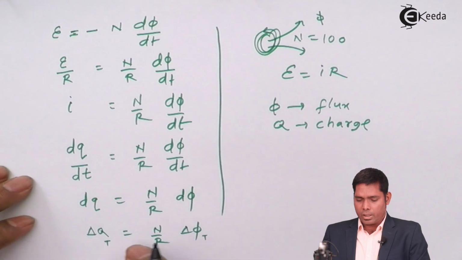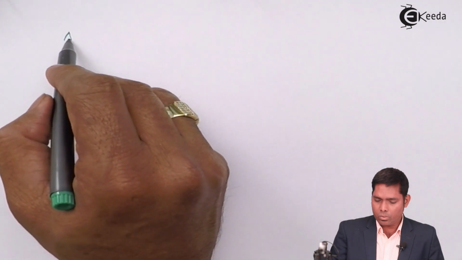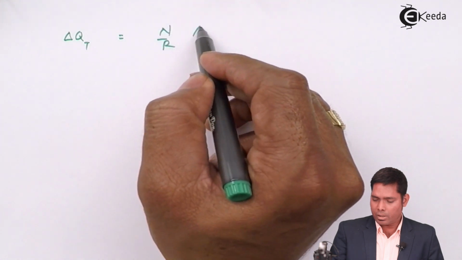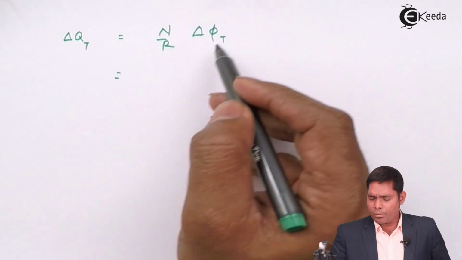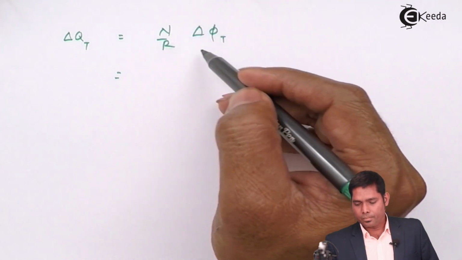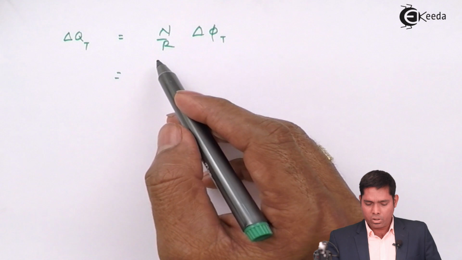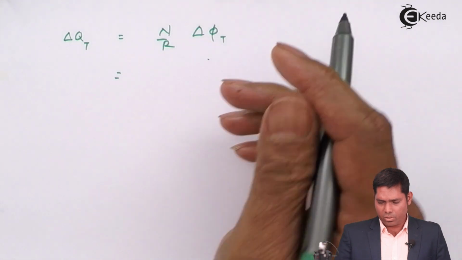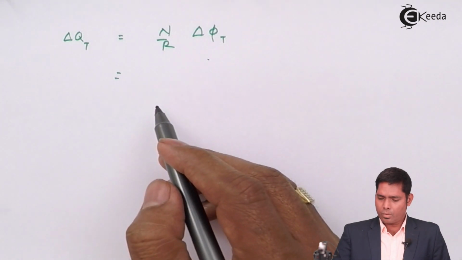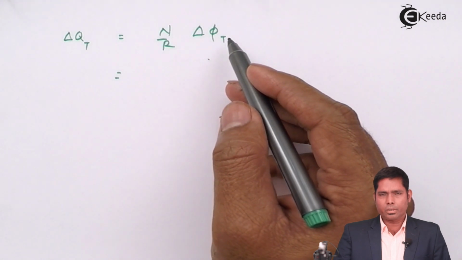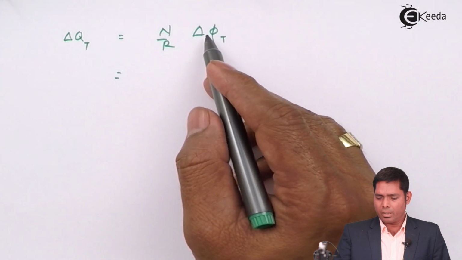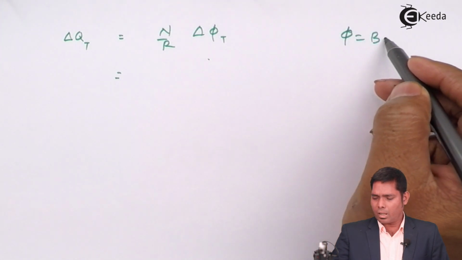So this delta Q total is equal to N over R delta phi total. So what is the total change in flux? Initially it was, I could say, 0. Finally it is 0, because there is no flux, the current is 0. So the change involves phi equals B dot A. This is the formula used.